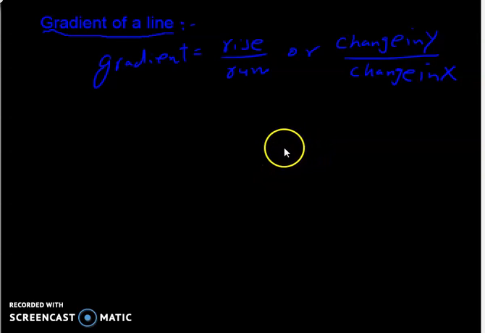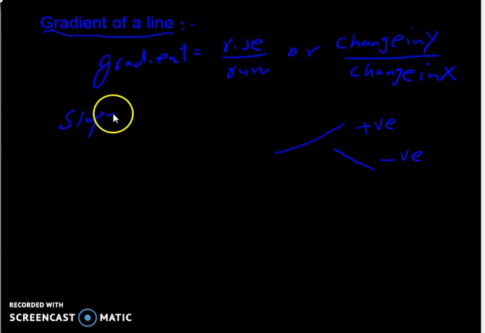Now, if a line is steep in this direction, then the gradient will be positive. And if a line is steep in this direction, then the gradient will be negative. To proceed further with gradient, one more thing that you have to remember is another name for the gradient is slope. It means we can say that slope will be positive in this direction and it will be negative in this direction.